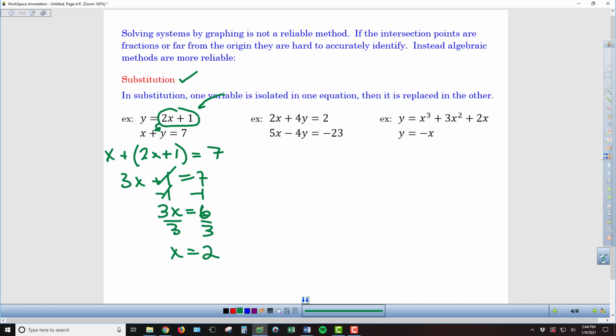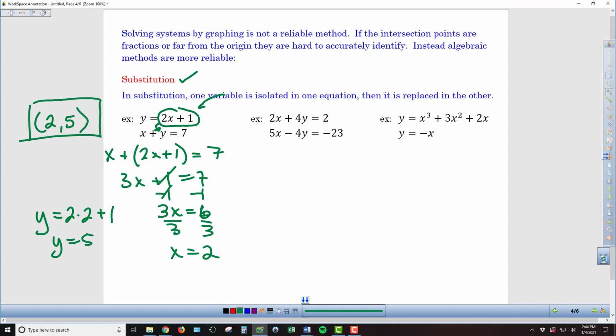But remember, that's only half of our answer. We still have to find the y-coordinate of the intersection point. In this case, it's just as easy to plug into either of these equations. But the nice thing about the top one is the y is already isolated. So we're going to just go y equals 2 times 2 plus 1. And so 2 times 2 is 4, plus 1 is 5. So we get the y-coordinate of our intersection point is 5. So together, (2, 5) is the place where, if we had graphed it, these two lines would intersect.